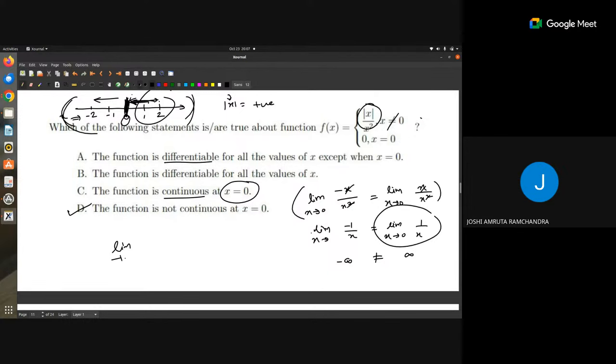Function at number one. Why is it not continuous at one? Because from the left hand side it is minus one and from the right hand side it is plus one. No, it's not like that.